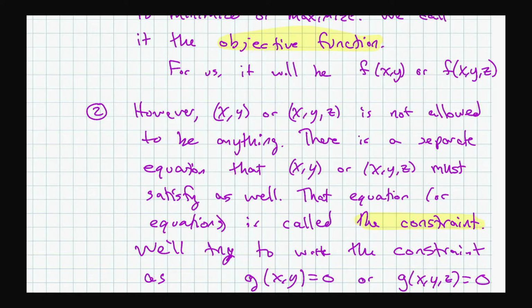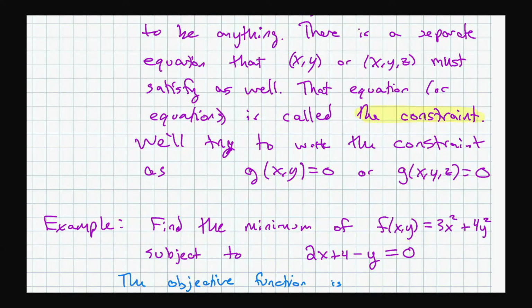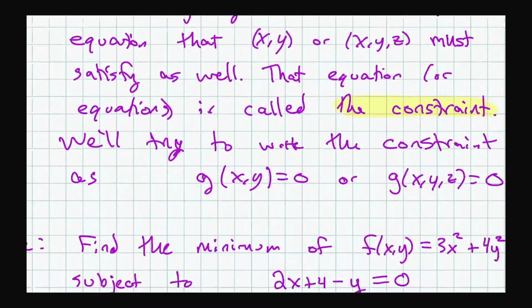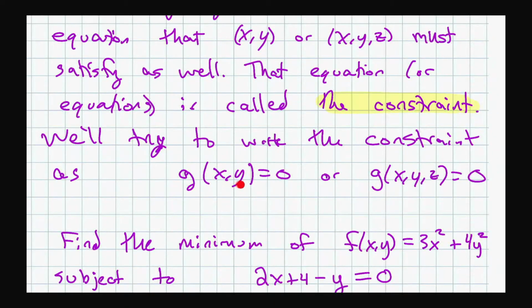So it's an extra equation that we have to satisfy. So there's an objective function, and then there's a separate equation called a constraint. And we're going to write our constraints in a specific way. We're going to formulate them so that they're like g of x, y equals 0 or g of x, y, z equals 0. You can always do that.